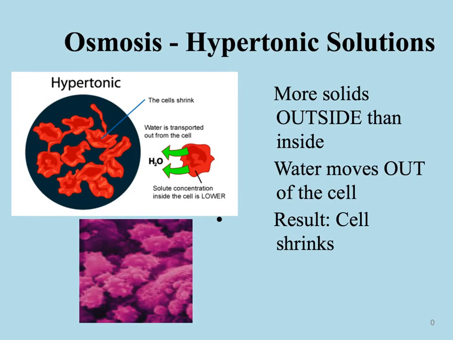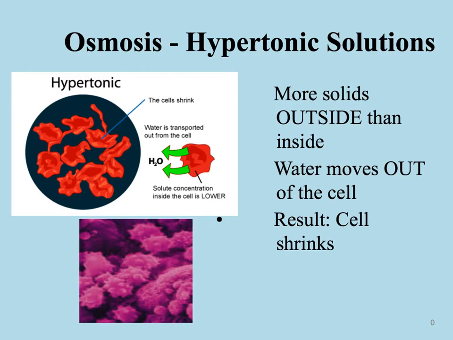If you place a cell in a hypertonic solution, so now the outside is going to have a higher concentration compared to the inside, so the inside would be hypotonic, then water is going to move out of the cell. Again, water is moving out to try to dilute the concentration and bring them into equilibrium. So the cell is going to shrink.